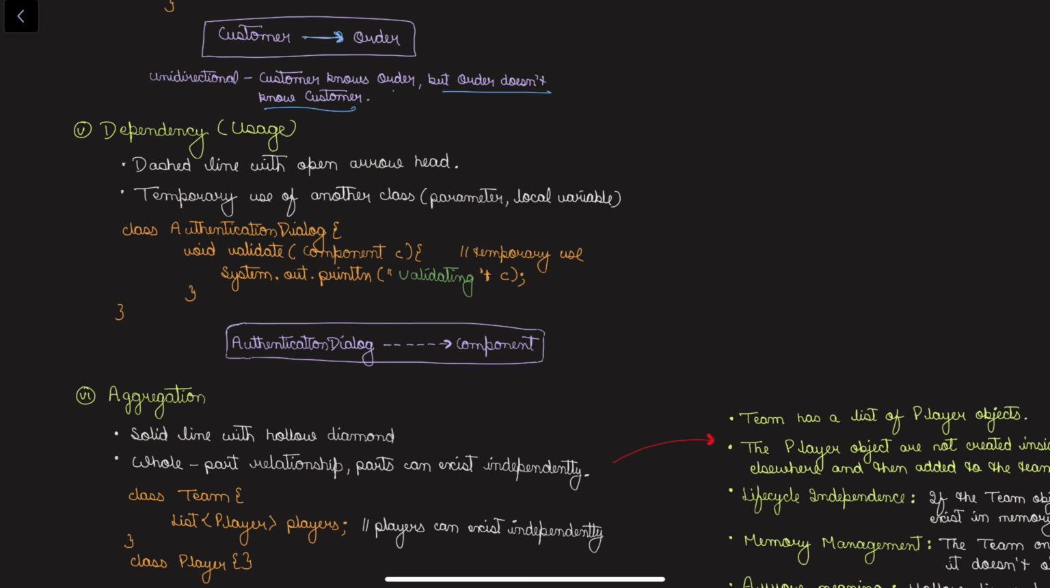Now let's move to dependency, which is nothing but the usage, the dashed line with open arrowhead. So temporary use of another class, parameter or local variable. Let's say we have this class, inside this we are using this component. So for authentication dialog, we are using the dashed notation with arrowhead and we are showing the component. So component is being used inside authentication dialog. I hope this is clear.